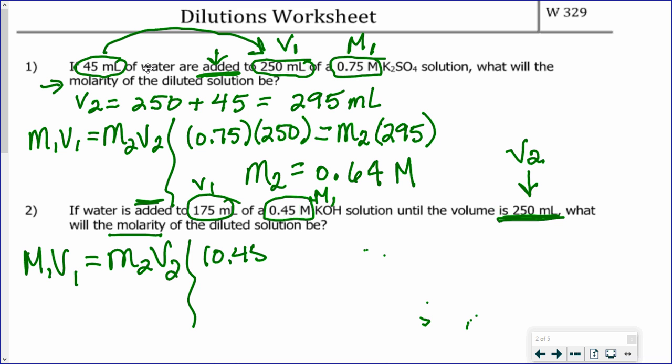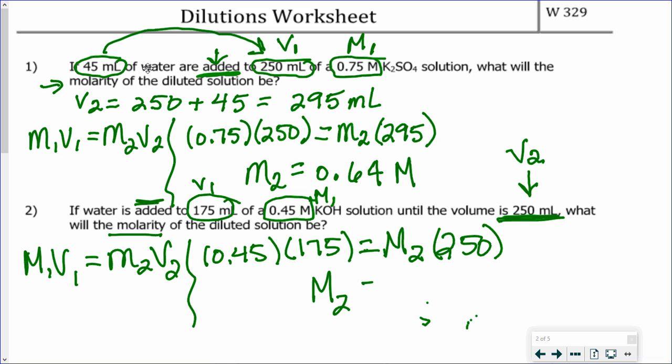So 0.45 times 175 equals, I'm looking for M2, and then I have my 250. So I'm going to divide both sides by the 250. Let's see what we get. 0.45 times 175 divided by 250. I need 2 sig figs, and my answer was 0.315. So it'd be 0.32 big M.